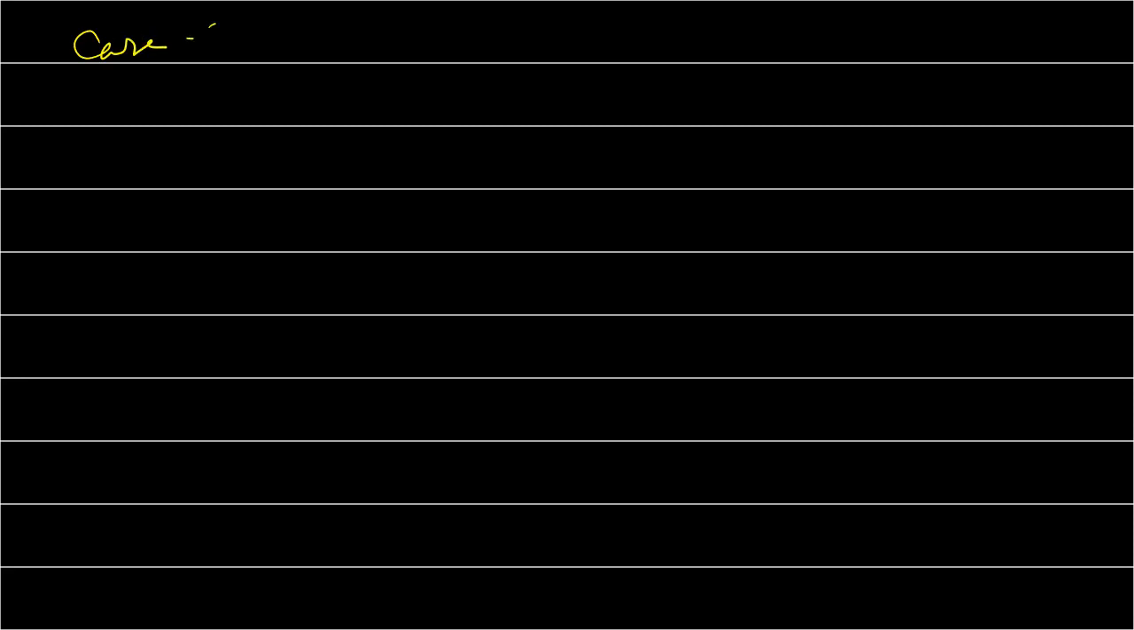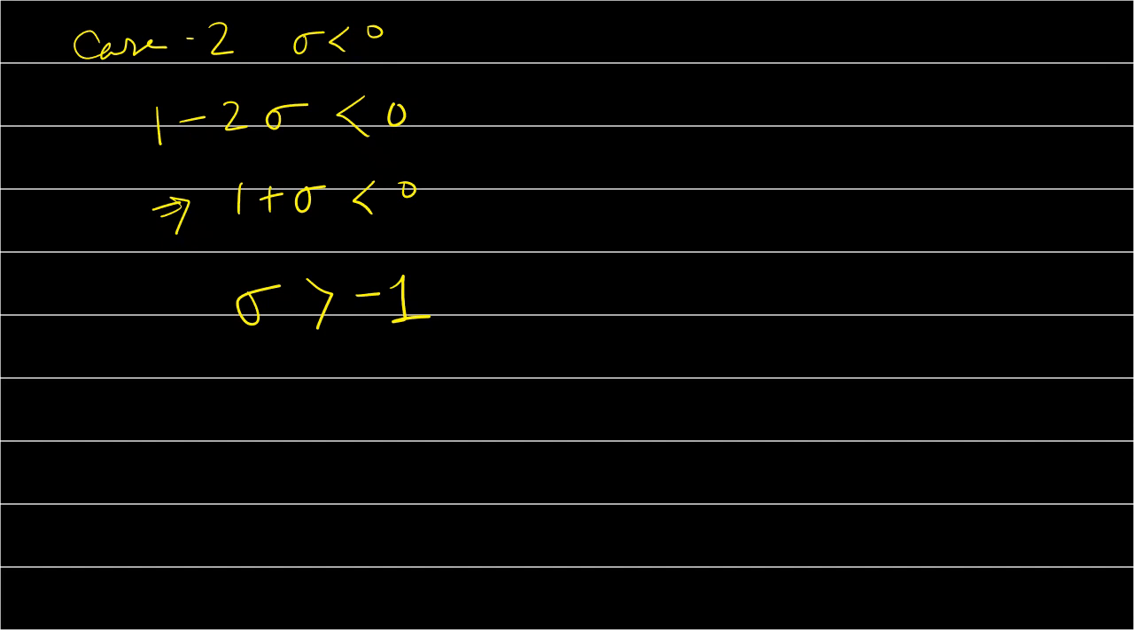Case 2, when sigma is negative. If sigma is negative, then 1 minus 2 sigma, that is the LHS, is always positive, which implies 1 plus sigma is also positive. So sigma has a lower bound, that is minus 1. So sigma must be greater than minus 1. Hence the theoretical or limiting values of Poisson ratio according to the theory is minus 1 less than sigma less than half.